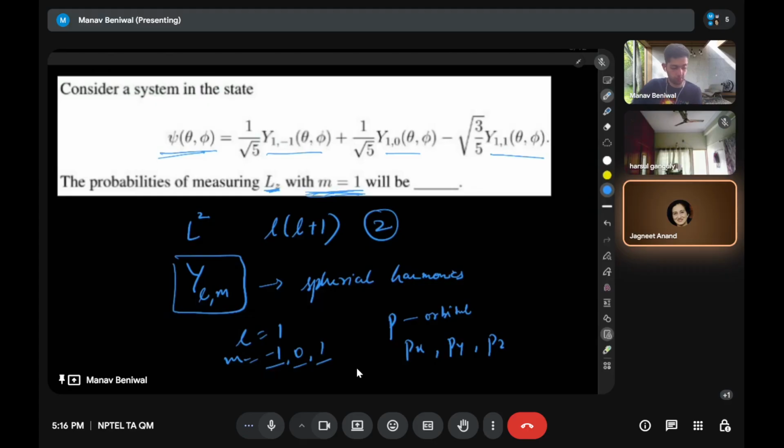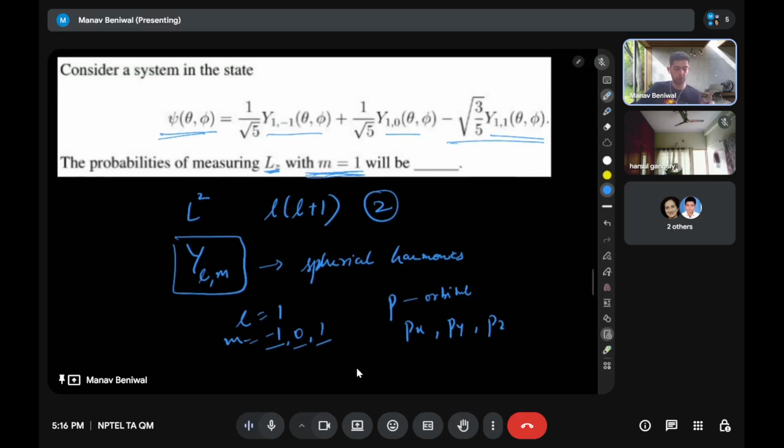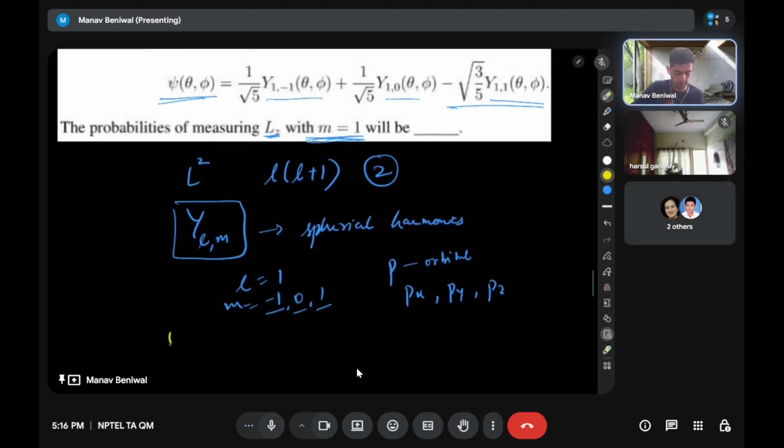So the last term we know corresponds to pz, and they are asking what is the probability that we are measuring that state. Okay. One thing again, we should always check if the wave function is normalized or not. If we add the coefficients, this will be 1 by 5 plus 1 by 5 plus 3 by 5, which is 1, right? So it is normalized.